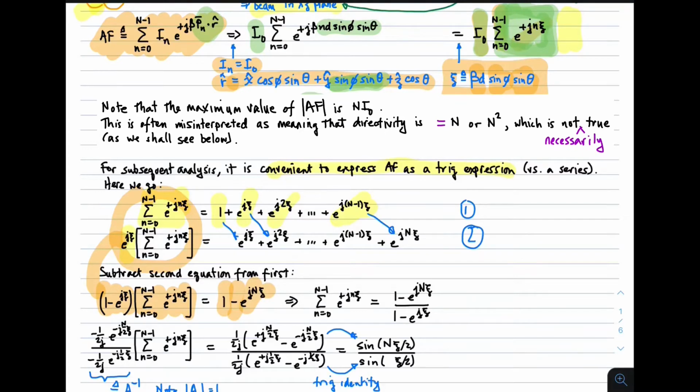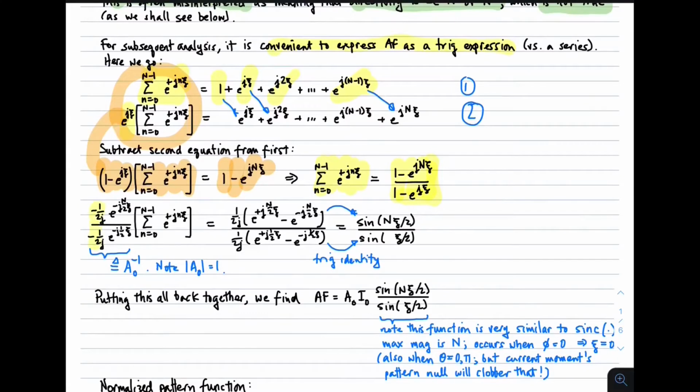So by doing this, we've collapsed a sum of n terms into two terms. Next, we rewrite this as the sum from 0 to n minus 1 e to the j n xi becomes simply this fraction: 1 minus e to the j capital N xi over 1 minus e to the j xi. Next, we multiply by this fraction, which looks a little bit convoluted, but it serves a purpose. So in the numerator, we have minus 1 over 2j, e to the minus jn over 2 xi.